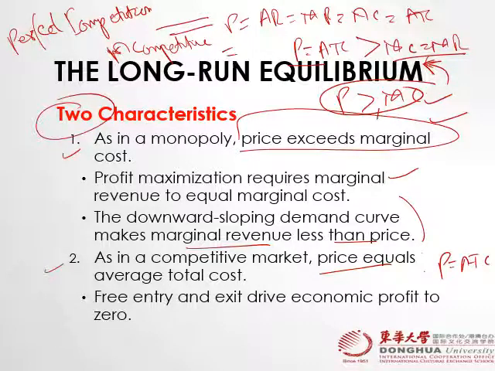So the long run analysis is basically a mixture of both conditions of monopoly and perfect competition, like I just said here. So in the long run, the monopolistically competitive firm behaves like a competitive firm with two characteristics. One is price is always greater than MC, and the other is price is equal to average total cost.